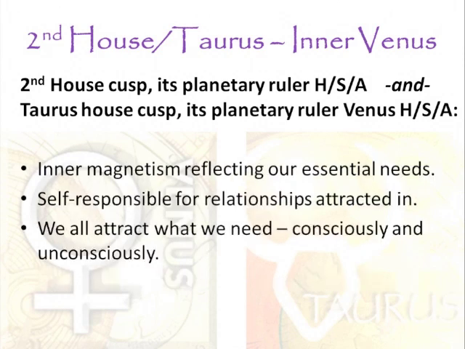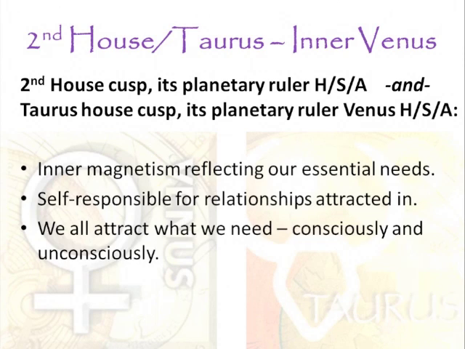this essentially will create an inner magnetism, the inner side of Venus. And that inner magnetism is a vibration of our needs. It goes beyond having a conversation or communication with someone and saying, I value money, I value a fancy house, or I value a simple life and spiritual pursuits. That value system, along with its needs and desires, is vibrational.